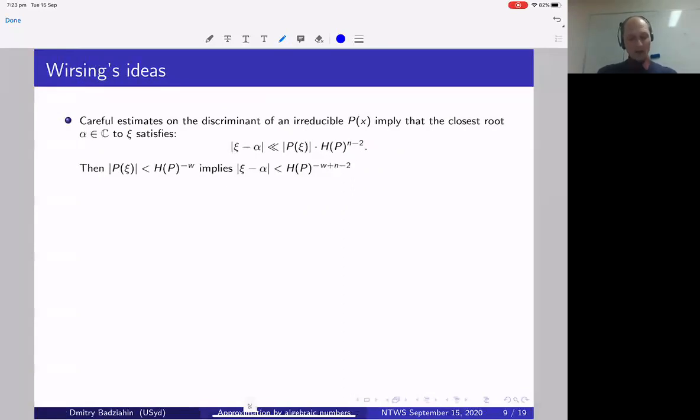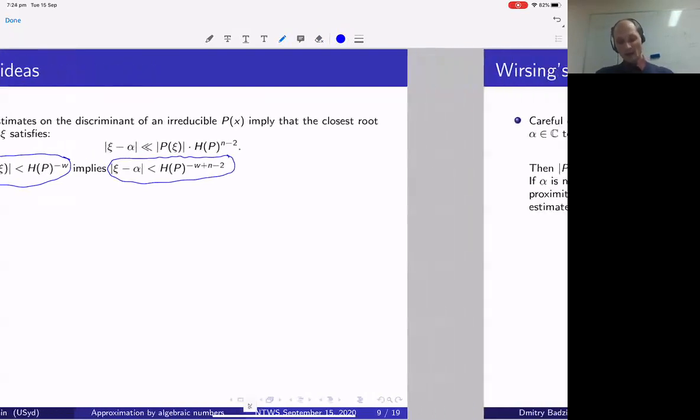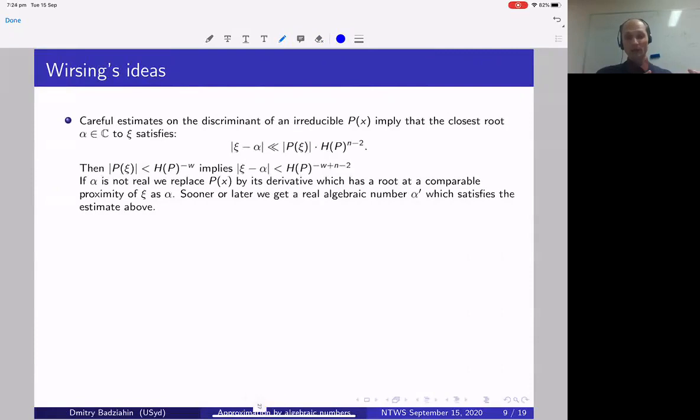Right, and then from this inequality, |p(ψ)| is less than H(p)^(-w), we derive that |ψ - α| is smaller than H(p)^(-w) + n - 2, right? After that, we use some tricks to replace a complex number by a real number.